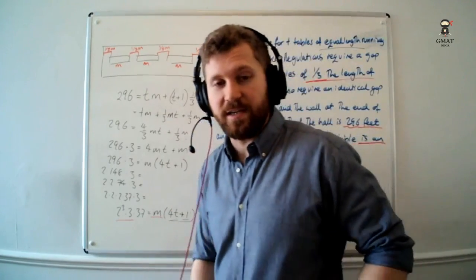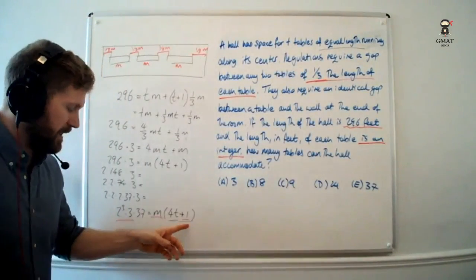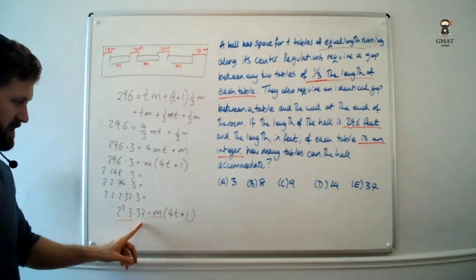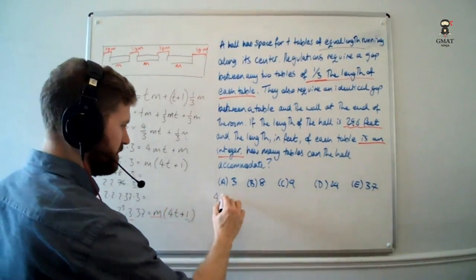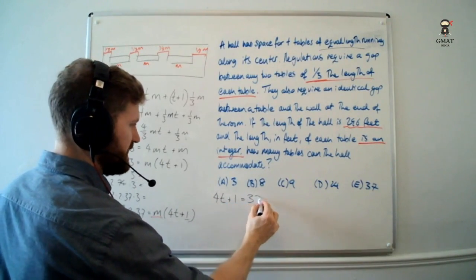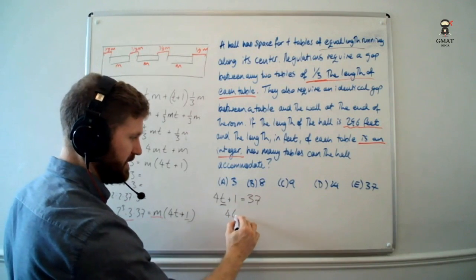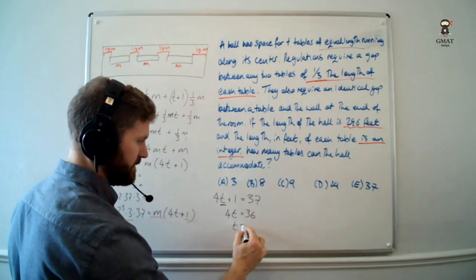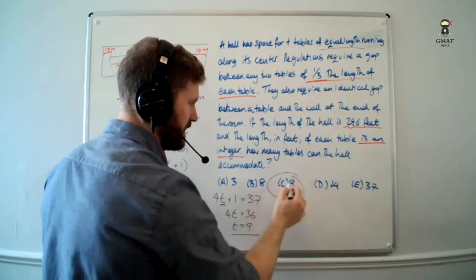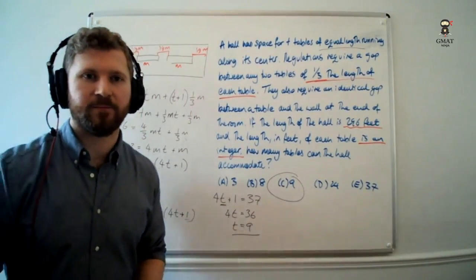What I'm interested in is how many tables there are. And as we did there, 4t plus 1 in this expression must equal 37. T is the number of tables I've got. So all I need to do is rearrange this to find t. So 4t is 36. T is 9. And that's going to be my answer here.